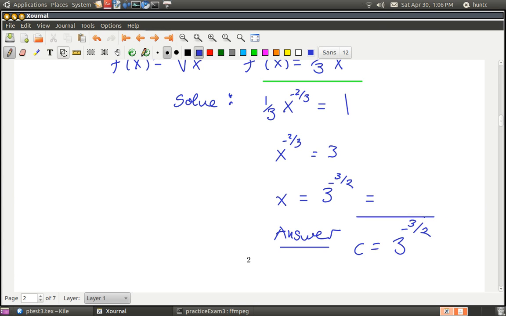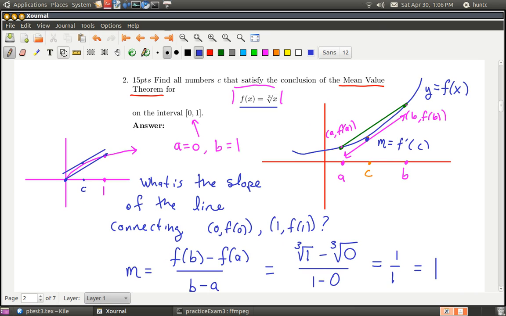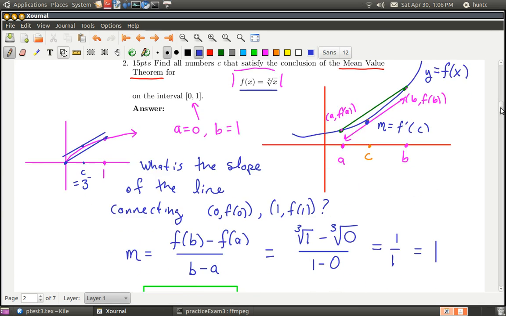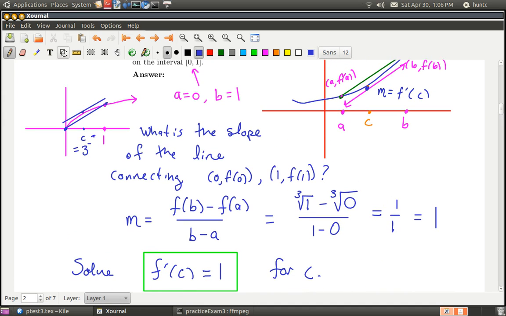Okay, that was not hard at all. Don't have to draw a picture or anything like that. Let's go back up here and just satisfy ourselves. What happened is that c turned out to be equal to 3 to the minus, is it 2/3 or 3/2? 3 to the minus 3/2, which is just some number between 0 and 1. And this is the magical one where the tangent line has a slope that is the same as the slope of the secant line. So that is the answer to that question.